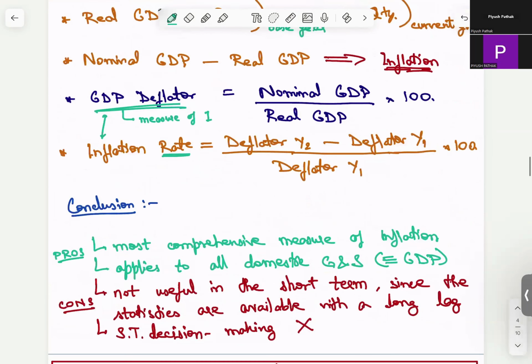Now, if that's the case, then why do we even need WPI and CPI? This is the best thing.